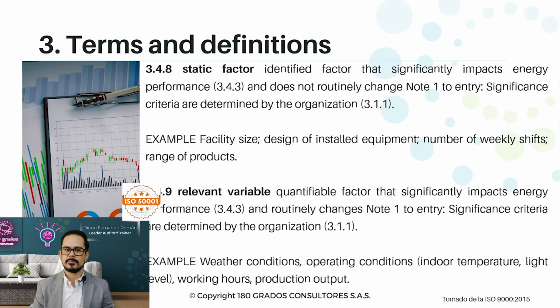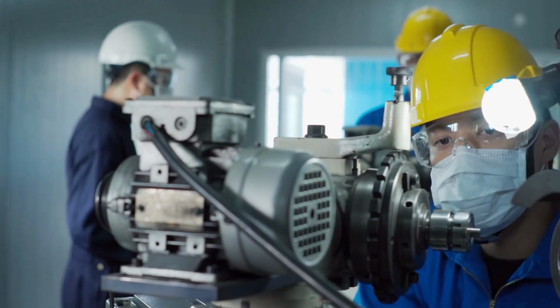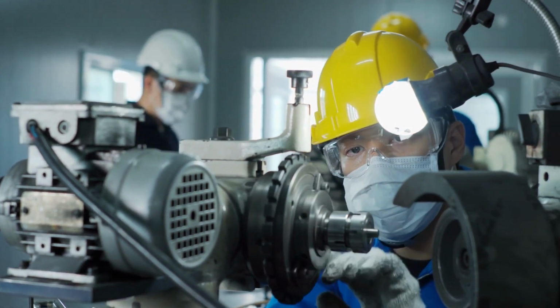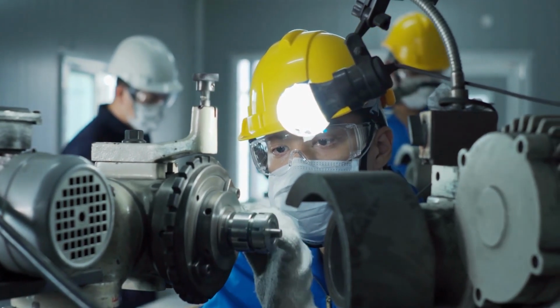The second term is relevant variable. A relevant variable is a quantifiable factor that significantly impacts energy performance and routinely changes. These are factors that change often and have a significant impact on energy performance. For instance, weather conditions, operating conditions such as indoor temperature and light level, working hours, and production outputs are all relevant variables. These factors can change daily or even hourly, and they significantly affect how much energy an organization uses.